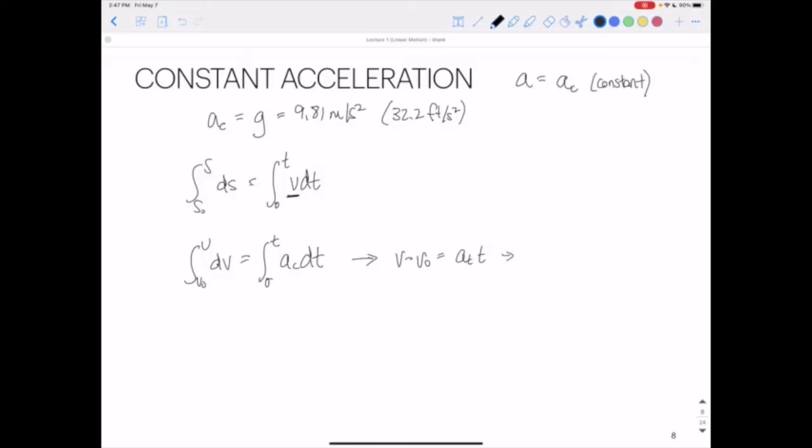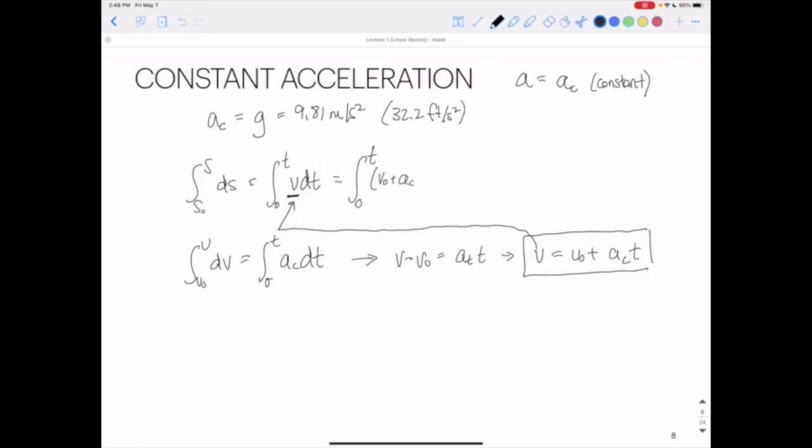We can rearrange this into a different form. We could write v is equal to v0 plus constant acceleration times time, which is great. Now we have an equation for our velocity that we can put into this equation here. If we do that, we can rewrite the right-hand side as the integral from 0 to t of v0 plus a_c t dt. So if we rearrange this whole equation, we'll end up with s is equal to s0 plus v0 times t plus 1/2 constant acceleration term times t squared.